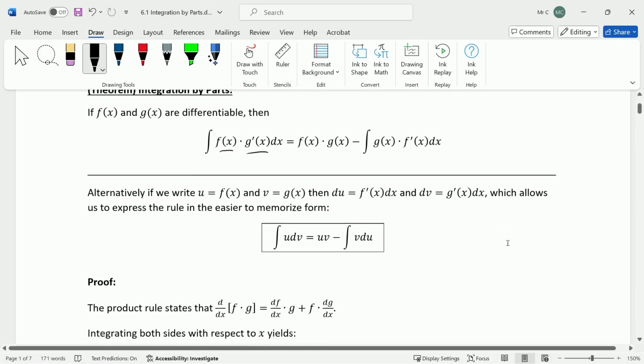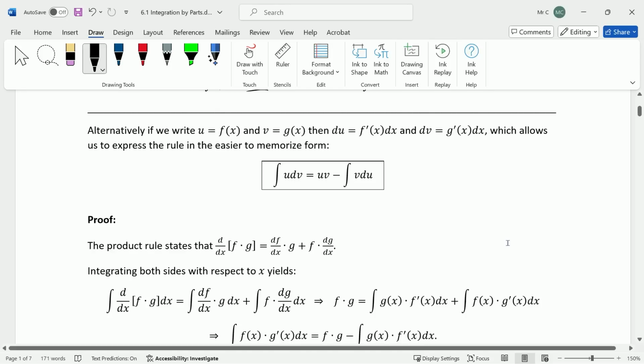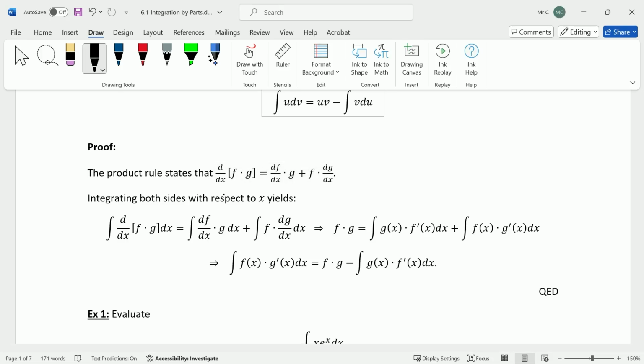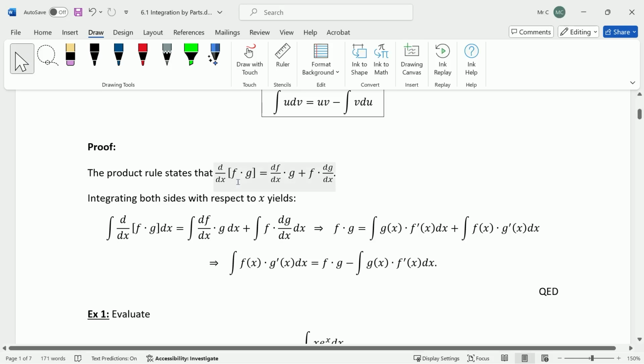Now, the proof for integration by parts is a proof that I really like because it's actually quite simple and straightforward. So essentially, integration by parts is just based off of the product rule for derivatives. So we start by writing out the product rule for derivatives, d dx of f times g. So the derivative of f times g is equal to df dx times g plus f times dg dx.